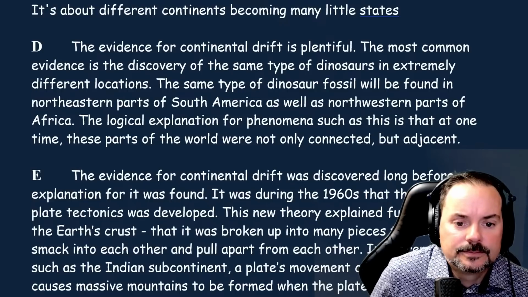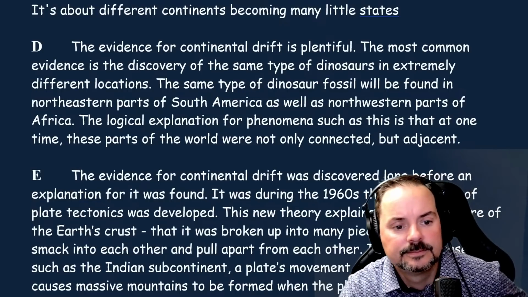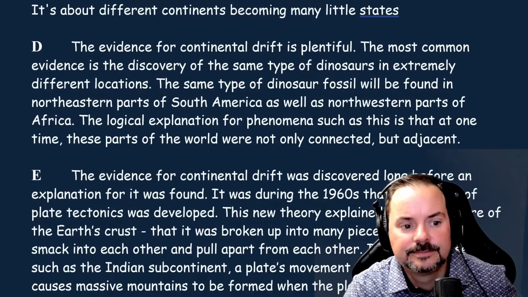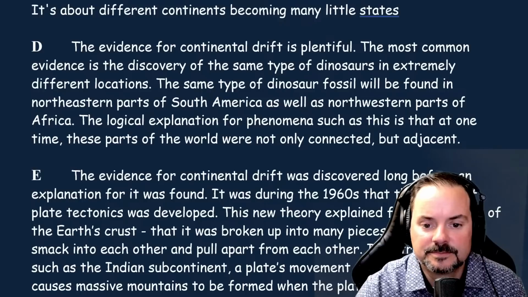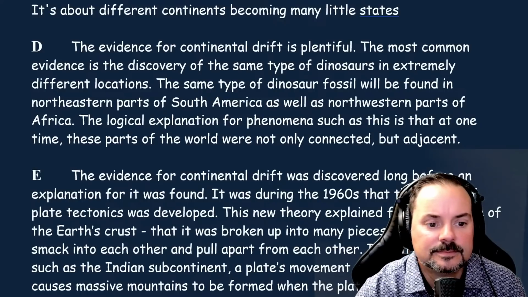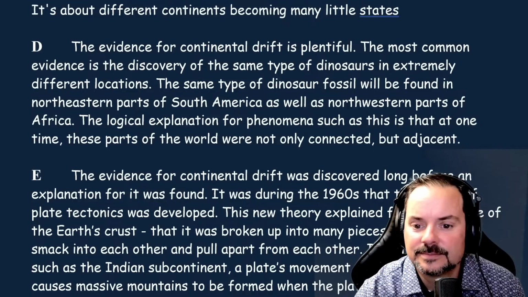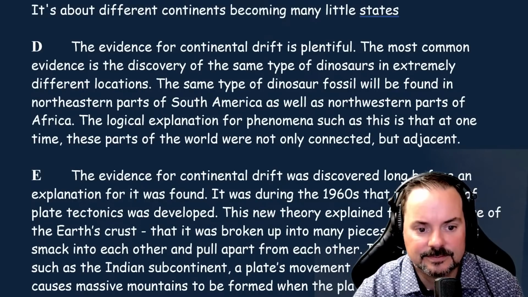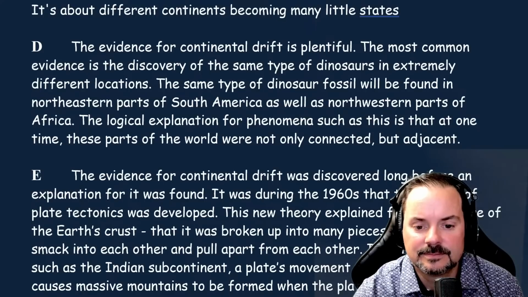The evidence for continental drift is plentiful. The most common evidence is the discovery of the same type of dinosaur in extremely different locations. The same type of dinosaur fossil will be found in the northeastern part of South America as well as the northwestern parts of Africa. The logical explanation for phenomena such as this is that at one time these parts of the earth were not only connected but adjacent.